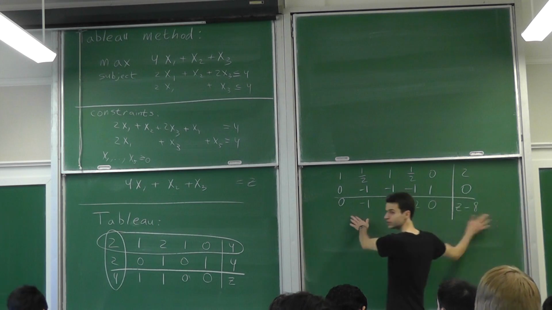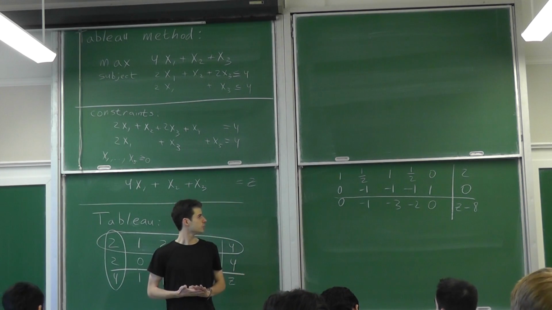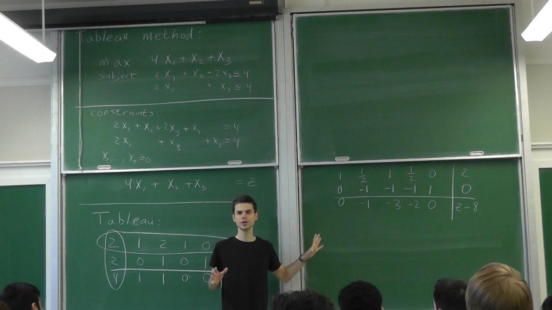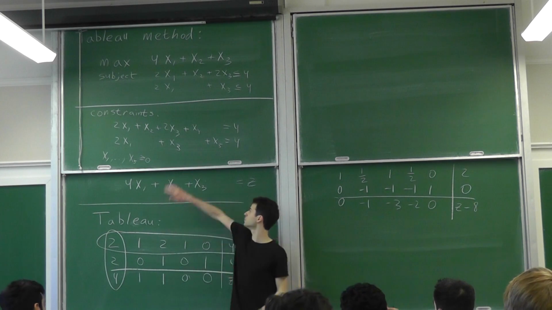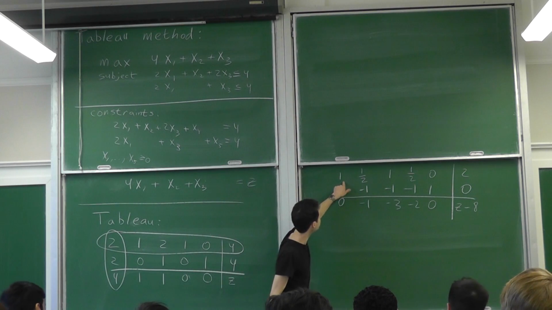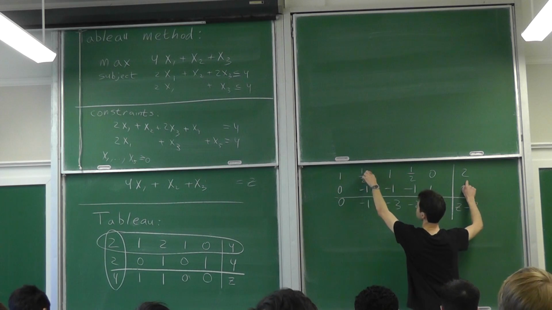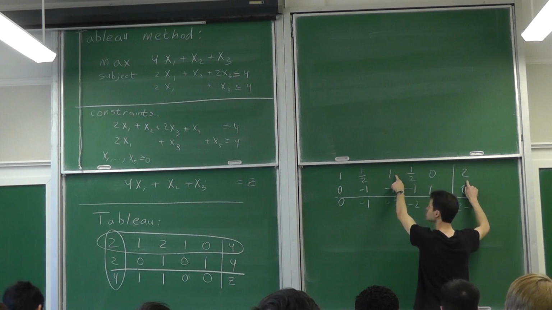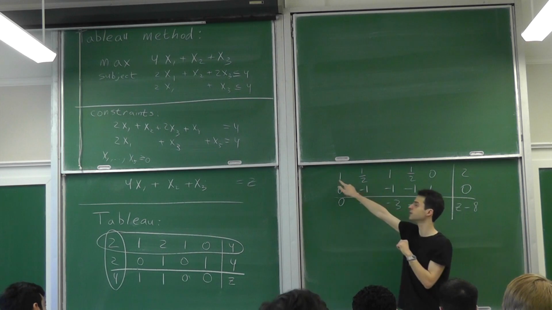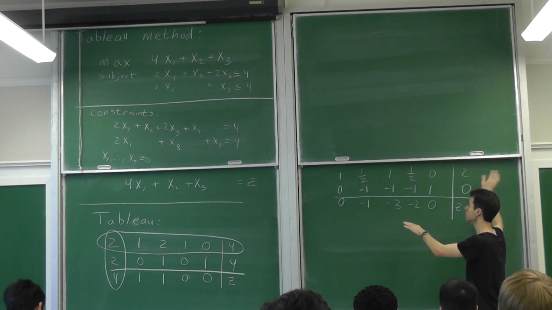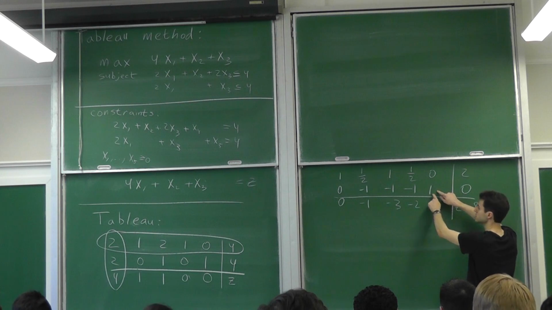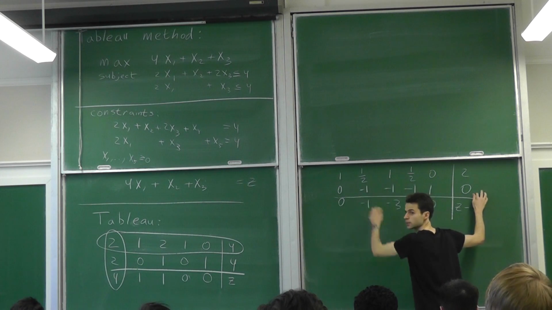Okay, so here's my second Tableau. If you're not quite sure that this is what you wanted to do, you can always rewrite this in the form of a dictionary. You can say that here you have x1 is equal to 2 minus 1/2 times x2 minus 1 times x3 minus half times x4. So you see that in this dictionary x1 appears on the left, all these variables appear on the right, and similarly here, x5 is equal to 0 minus the sum of those.